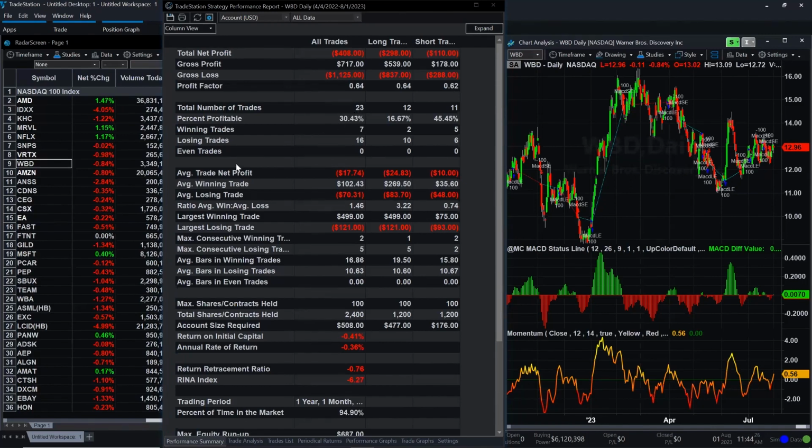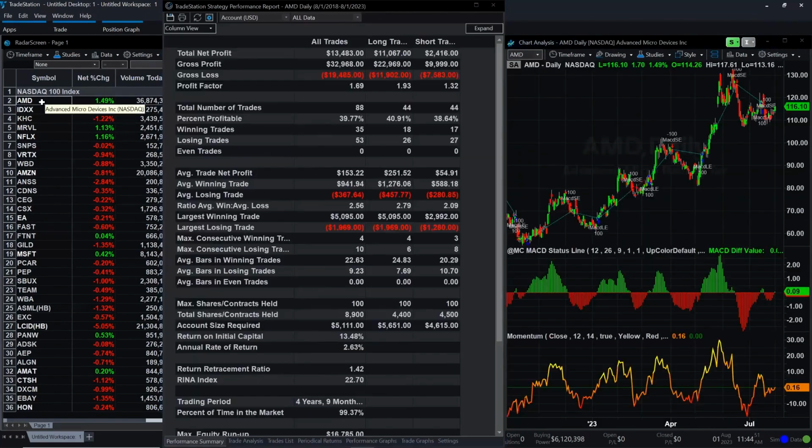But you can see that my largest winning trade was almost $500, and then we have a largest losing trade of 121. So there's a lot of information here that you can use to gauge the performance of the strategy. But here's the nice thing about having the report here: I can click on any of the symbols that are in my radar screen and have this update automatically. So if I go to AMD, take a look at AMD. AMD is a different story when it comes to the MACD. We have 88 trades in a 5-year period, and the strategy is profitable.